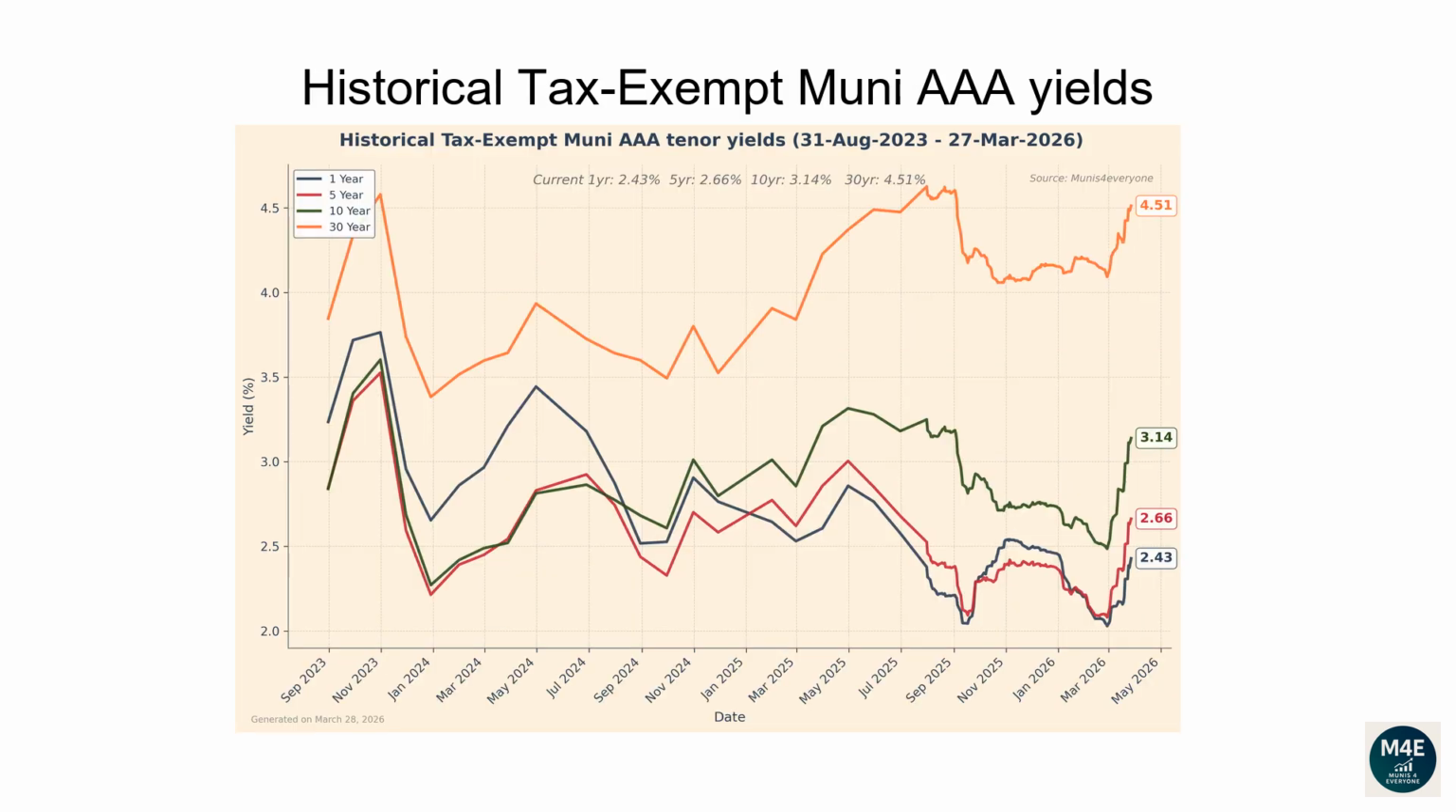This line plot and the next plot show how each tenor of the Muni yield curve has changed over time. From the 31st of August 2023 to the 27th of March 2026, the 1-year yield has dropped from 3.24 to 2.43. The 5-year yield has dropped from 2.85 to 2.66. The 10-year yield has increased from 2.84 to 3.14. The 30-year yield has increased from 3.85 to 4.51.